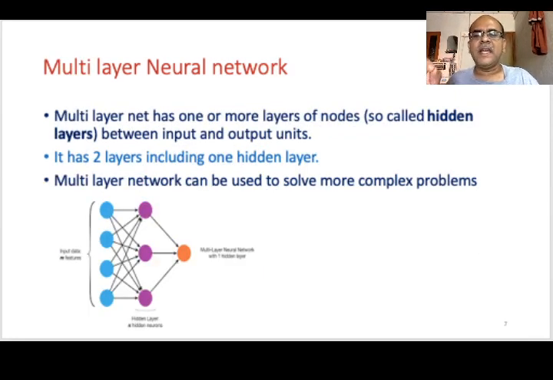What is a multi-layer neural network? A multi-layer neural network has one or more layers of nodes, what I term the hidden nodes or hidden layer, between the input and the output. If you look at the picture in the video, it has two layers including one hidden layer. Obviously, this multi-layer neural network can solve more complex problems than a single layer neural network. But the single layer neural network has formed the foundation for building a multi-layer neural network.